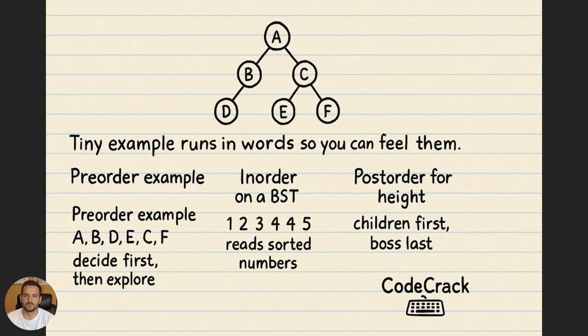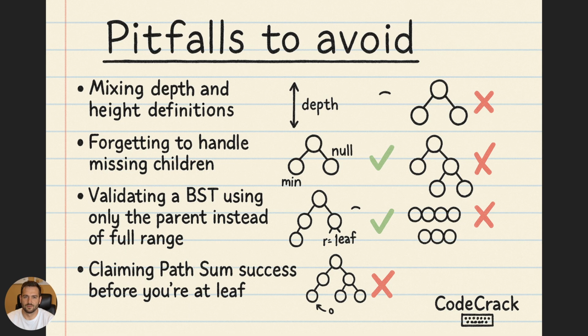Tiny example runs in words so you can feel them. Say preorder on our tree. A, B, D, E, C, F. That's decide first, then explore. Say inorder on a BST. It reads sorted numbers. Great for "is this a BST?" checks. Say postorder for height. You must know both children before you speak the parent's number. Children first, boss last.